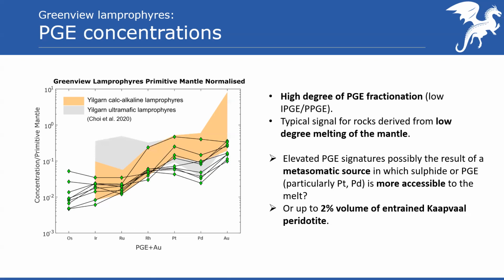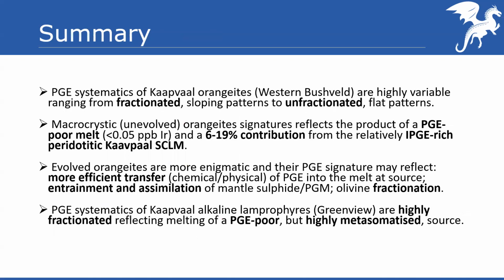We can, of course, apply the same models of lithospheric mantle, the iridium proxy models that we talked about before, and so potentially up to 2% volume of entrained mantle material would explain the iridium and PGE content of these rocks. But it's more likely to do with the state of the source and the way that we transport base metal sulfides and PGEs in these very strange rocks.